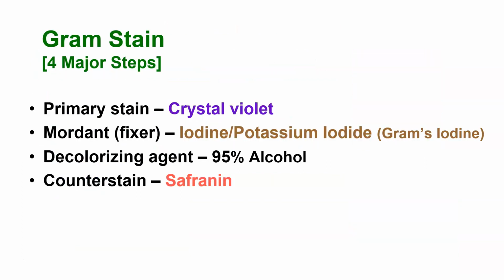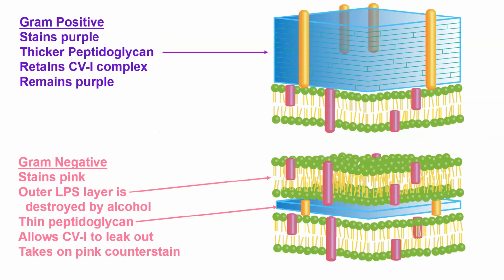We also do the gram stain. Gram stain, it says there are 4 major steps. We have the primary stain, which is crystal violet. We have a mordant, fixer, iodine, potassium iodide, which is a material we call Graham's iodine, and that basically is going to complex the crystal violet to keep it in place. Our decolorizing agent is 95% alcohol. The counterstain is safranin. The way it works is like this.